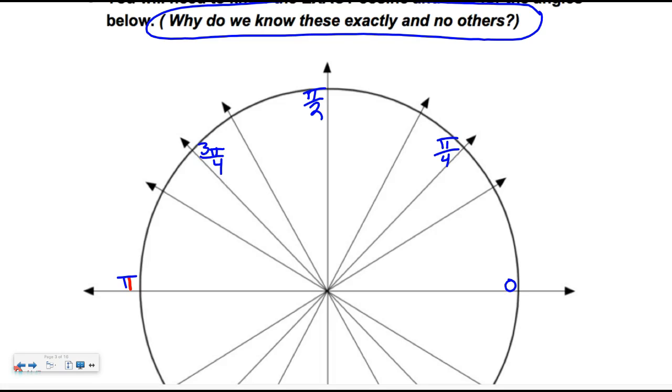Really the word radian means radiuses. So it means if I were to take the radius of this circle and cut a piece of string that's that long and then use it to measure around the outside, it would take pi of those radii to get over to here.